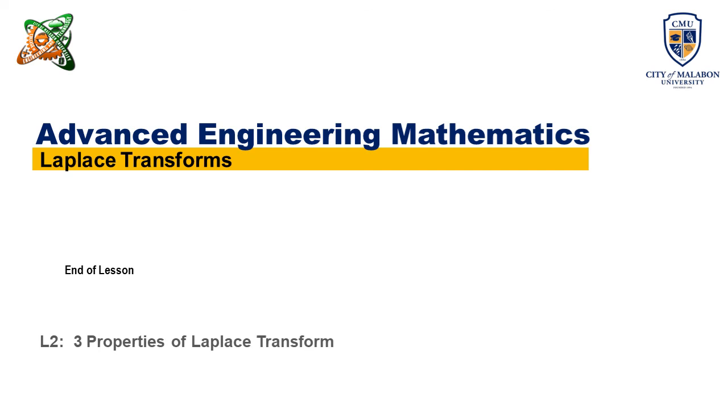Third, we discussed the existence theorem, which tells us when our Laplace transform exists, especially for continuous functions and exponential orders. And lastly, we discussed uniqueness, or how we can bring back f of t when we already have a given F of s.